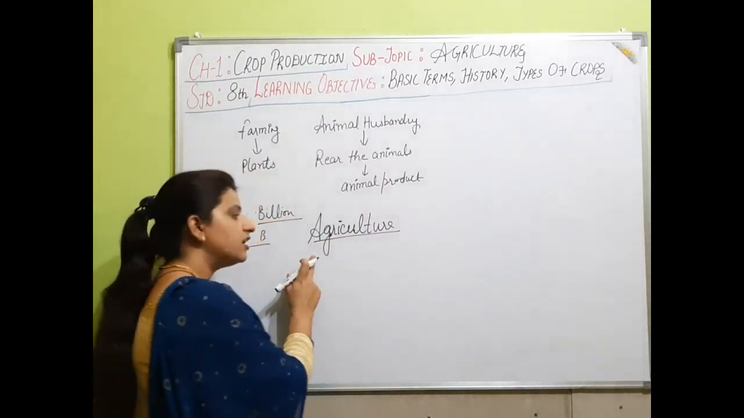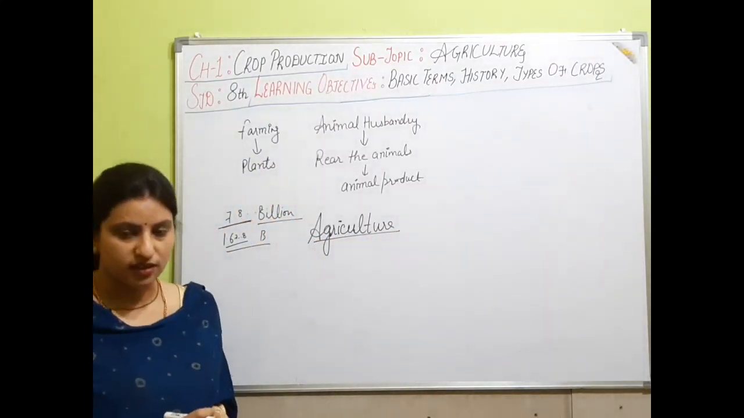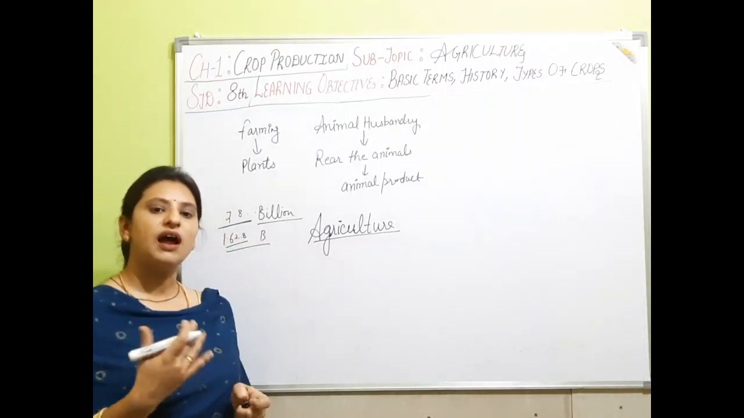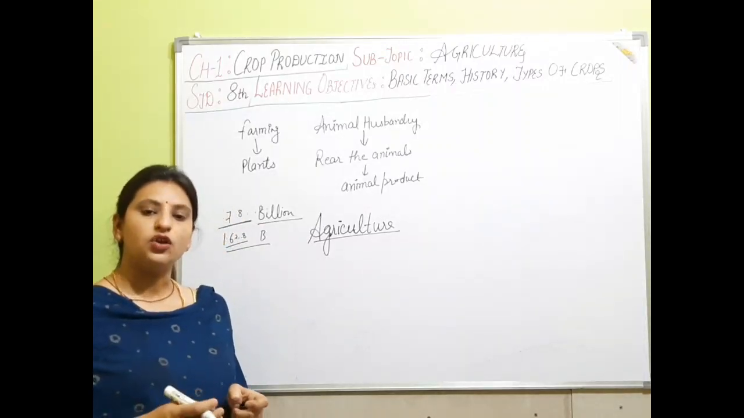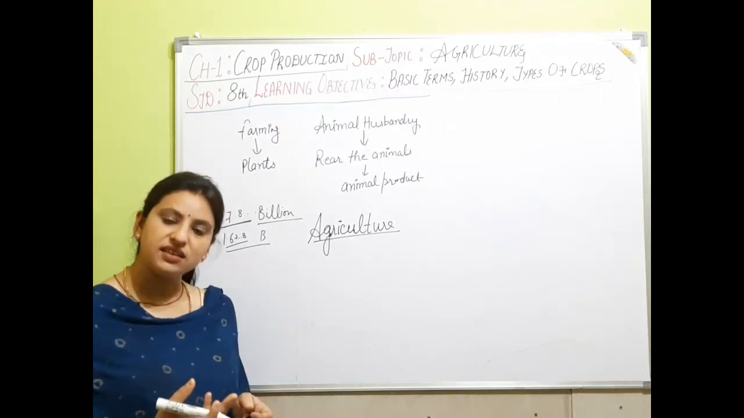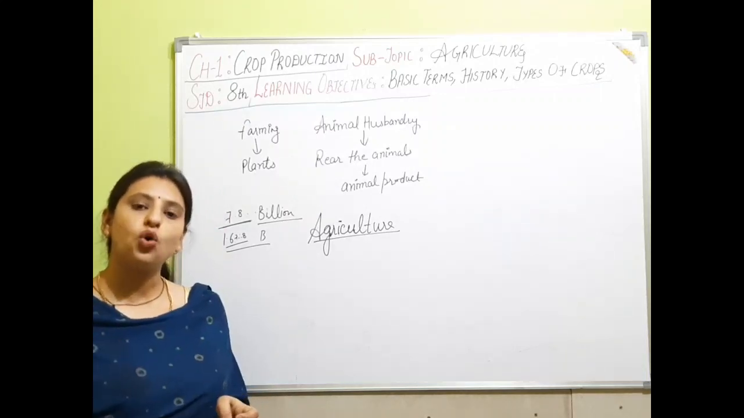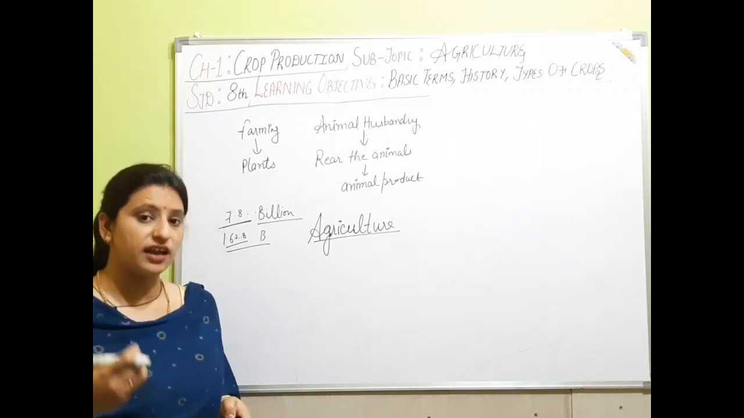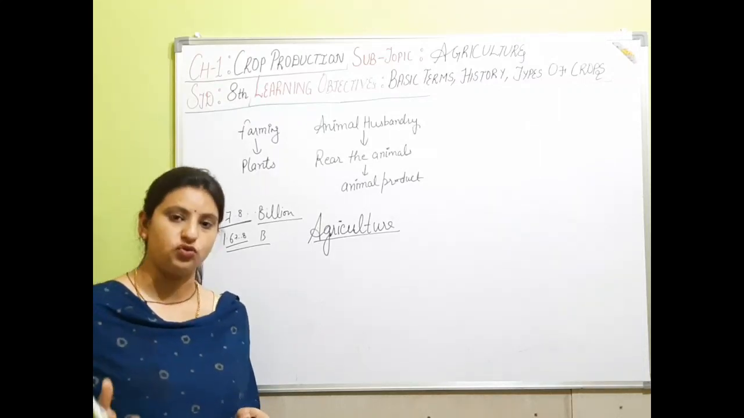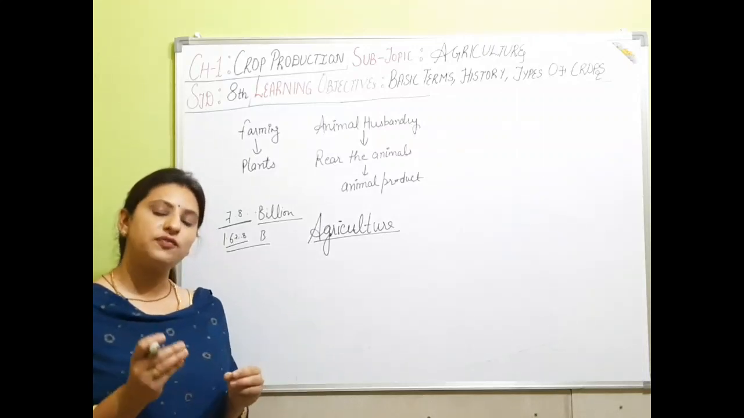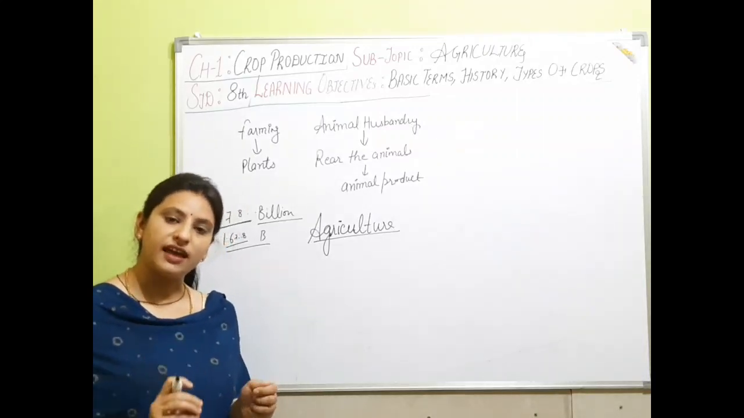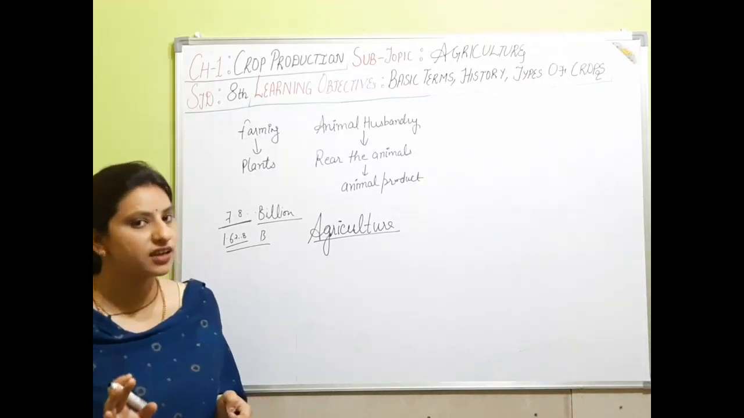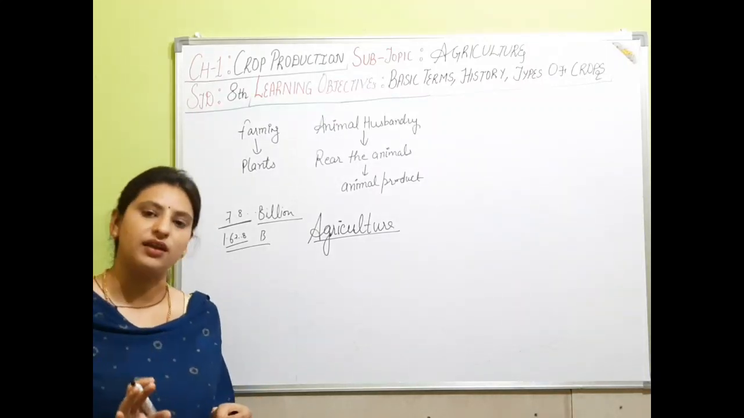Agriculture is the process in which seeds are sown and plants are grown, the plant product is obtained, procured and stored for future use. This is called agriculture. Or in simple words, agriculture is the science of farming. What is agriculture? It is the science of farming.